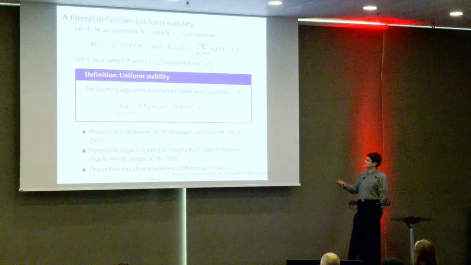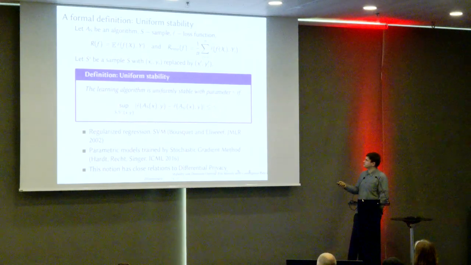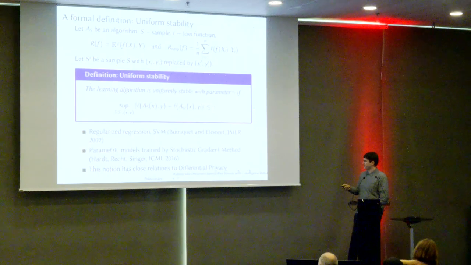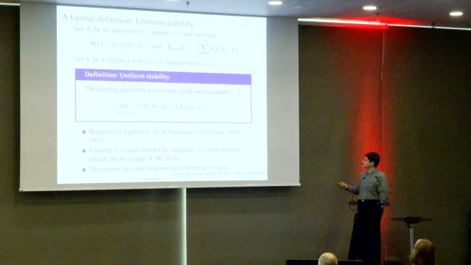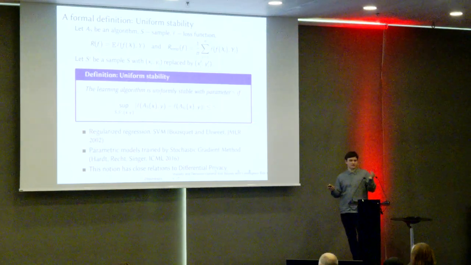So again, it's like ridge regression. You can think of it, under some boundedness assumptions, like soft margin SVM. It's from Bousquet and Elisseeff, 2002. It's a famous paper. But most recently, people study this uniform stability because of the paper by Hardt, Recht, and Singer 2016. They're analyzing the stability of gradient descent methods.